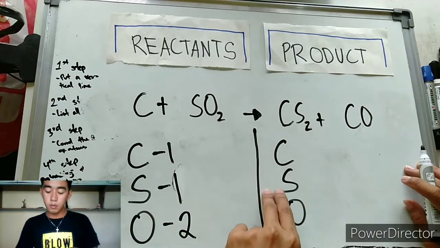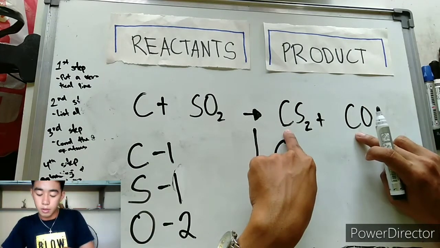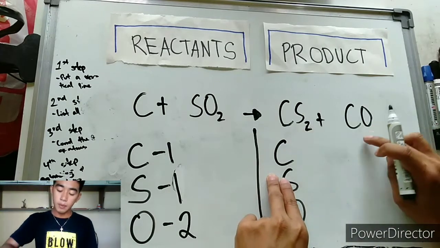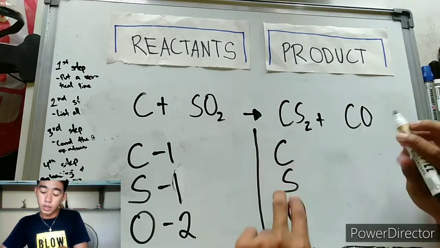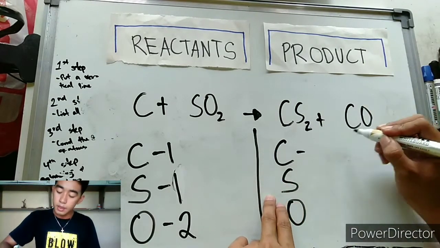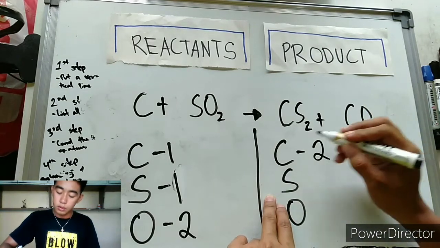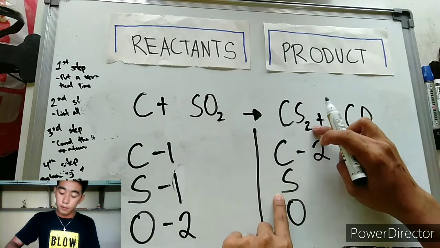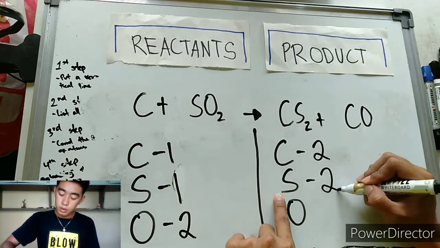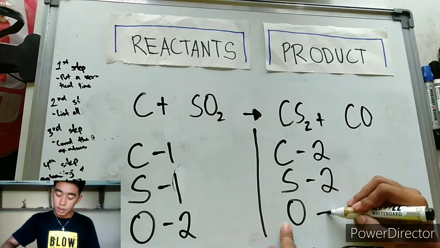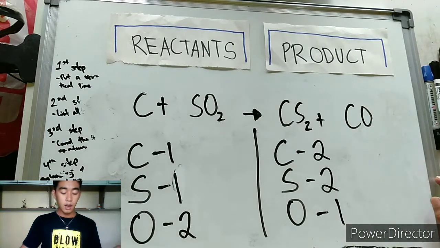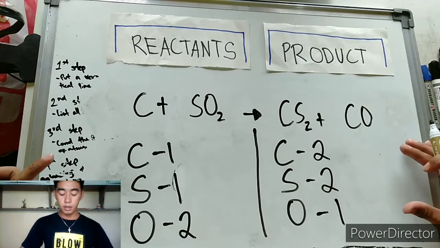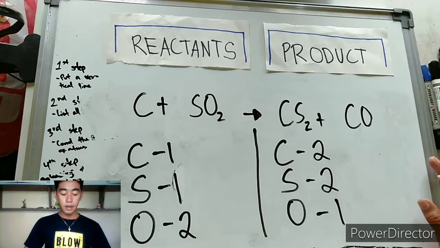So for this side naman, kung mapapansin natin, there are 2 carbons. But wala silang subscript. So ang gagawin natin, ipag-add lang natin yung subscript nila which is 1. So 1 plus 1 is equal to 2. So yung carbon natin dito, meron siyang 2 atoms. And for sulfur, we have also 2 atoms. And for oxygen, we have only 1 atom. Okay, so kung mapapansin natin ngayon, hindi ulit balance yung mga number of atoms ng ating mga elements.